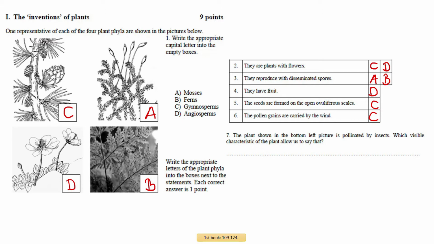here. Which visible characteristic of a plant allows us to say that? So we know that when a flower is wind-pollinated, typically the flowers are really small and they are not really colorful. But in case of brightly colored large petals, there is a high chance that the plant is animal-pollinated, and in this case, insect-pollinated. So the plant has large petals.